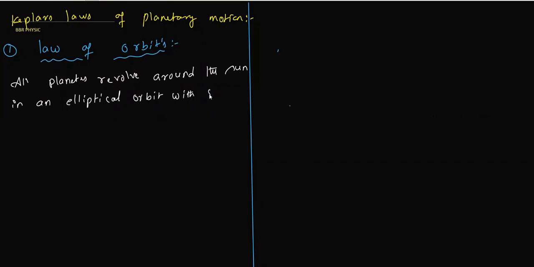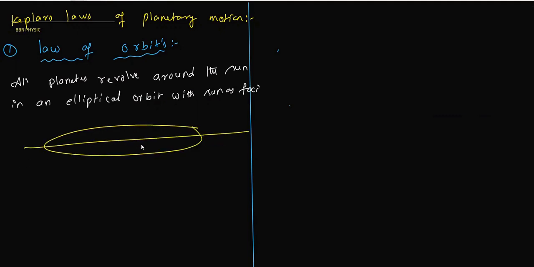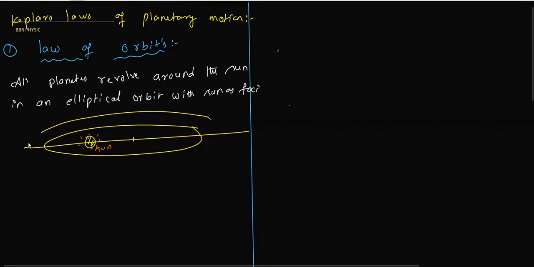With sun as one of foci. Means, for example, if you take here, we're having one ellipse. Here, this is nothing but origin. So sun is there here, as a focus. We're considering sun as a focus. Now all planets are revolving around this like this.